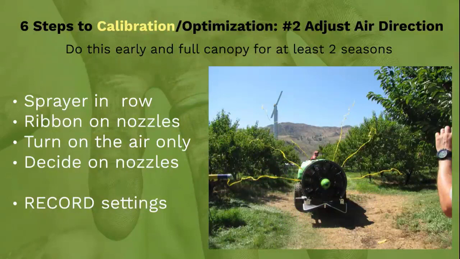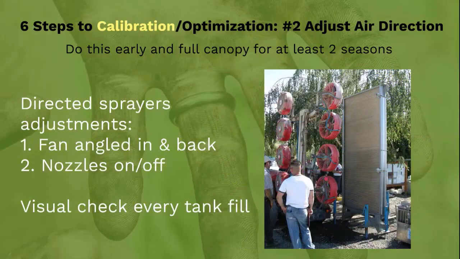So step 2 is one we've already talked about. Again, adjust the direction of the air by visualizing the flagging and where the air is going. Remember to only open the nozzles that have flagging blowing into the canopy. Record this setting for each unique canopy architecture that you have. Not each block, but each unique canopy shape. Do this step early and in full canopy.